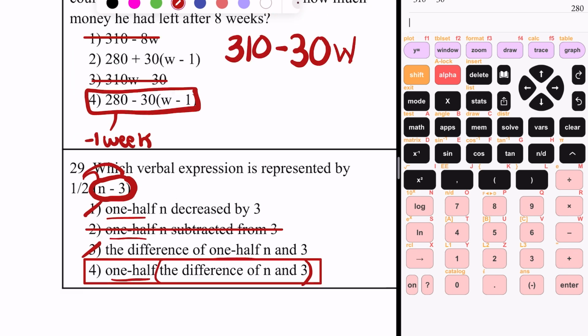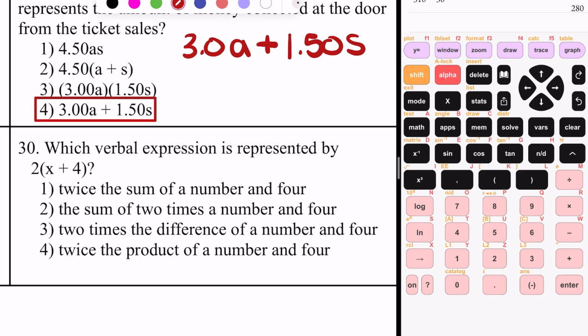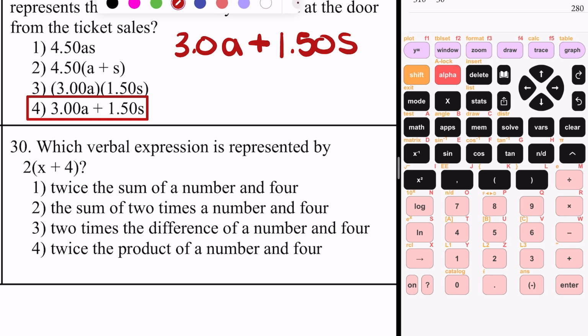And let's look at 30. 30 says, which variable expression is represented by 2x plus 4? This is again where I need you guys to know that it's not just 2x. It's 2x and 2 times 4. Choice 1, twice the sum of n and 4. That might be good. Twice means times by 2. Then you're doubling the sum of n and 4. That might be good. Choice 2, the sum of 2 times a number and 4. You're not only doing 2 times a number, you're also doing 2 times 4.